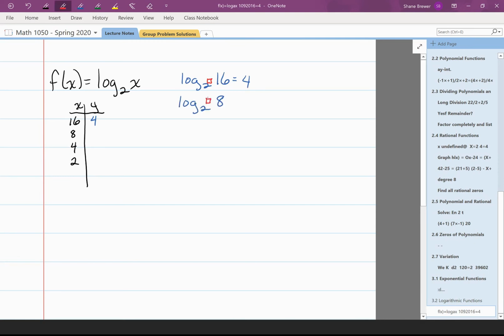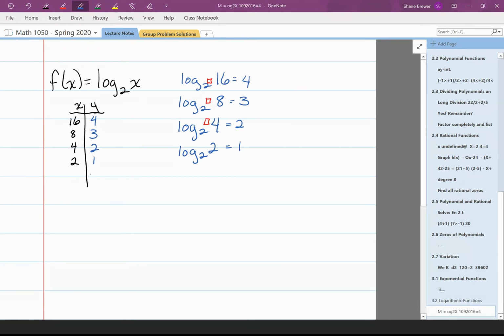What 2 raised to what power gives me 8? The answer is 3. Okay? Log base, plug in the 4, log base 2 of 4. So you see, what 2 raised to what power is 4? The answer is 2, right? And then log base 2 of 2. 2 raised to what power is 2? That's 1, right? So no big deal.